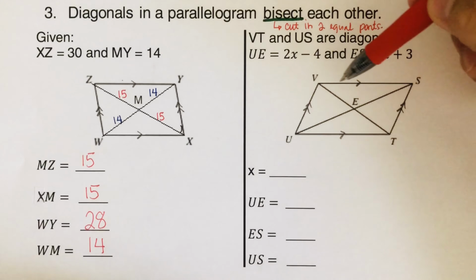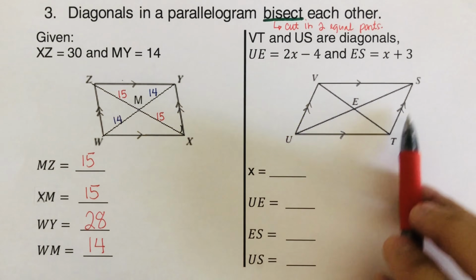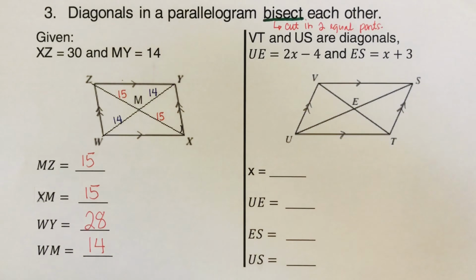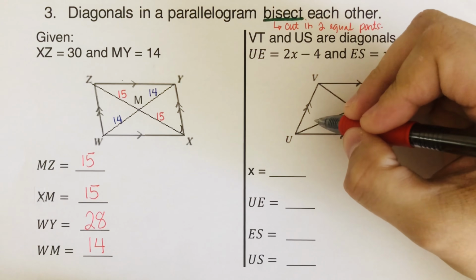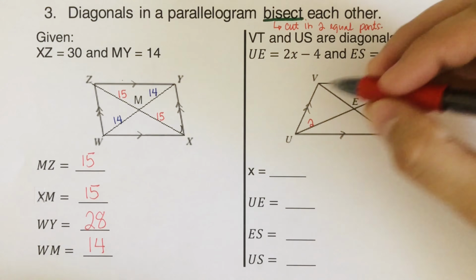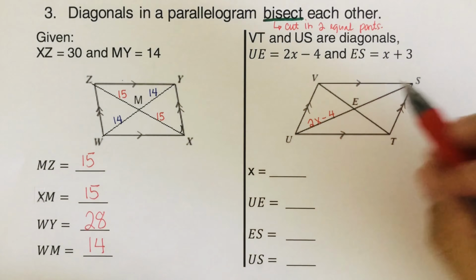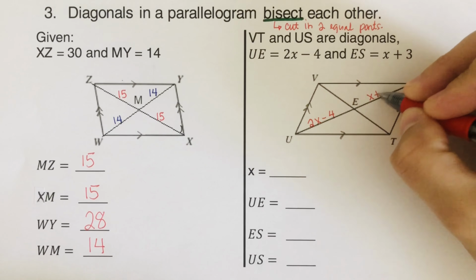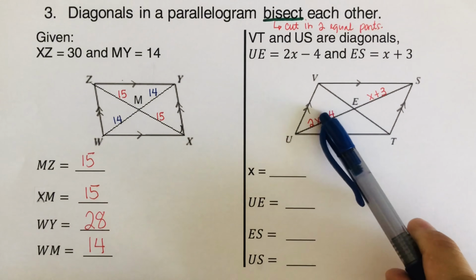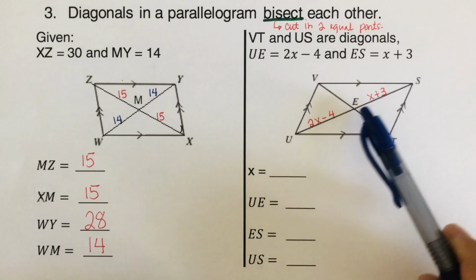Okay, so in this problem, we are given VT. So these are the two diagonals. The VT and the US are the diagonals. Now the UE, so it means that the UE right here, I'm going to label it over here. So this half of the diagonal from U going to E is 2x minus 4. And then from E going to S is x plus 3. What is our x? Since this diagonal is bisected, US was bisected.